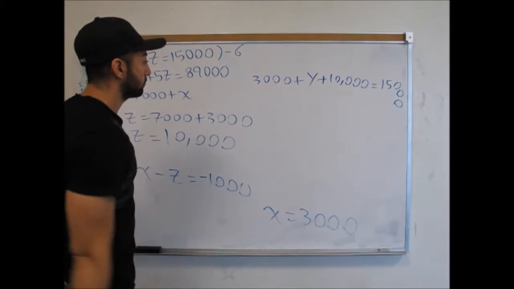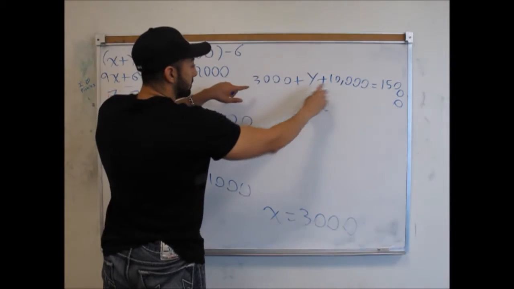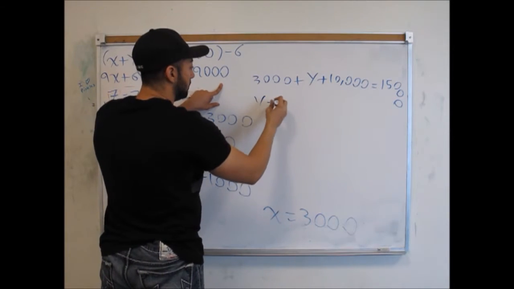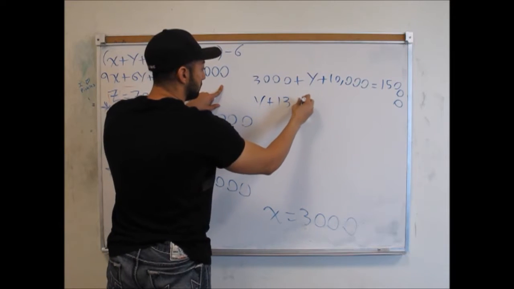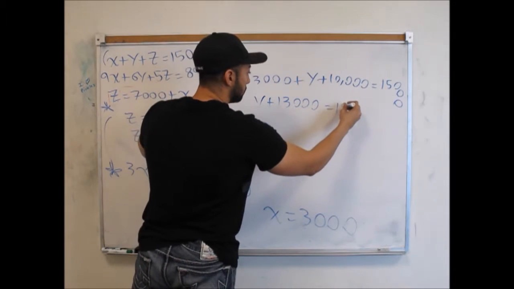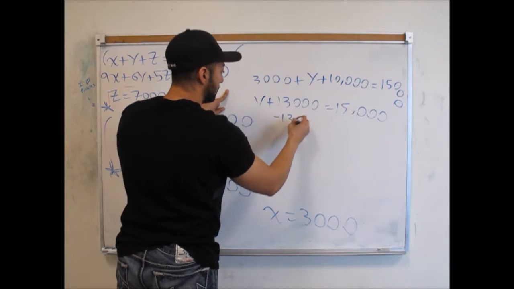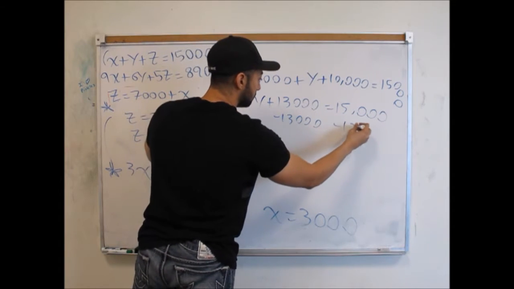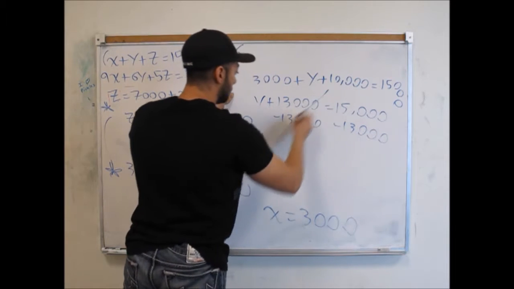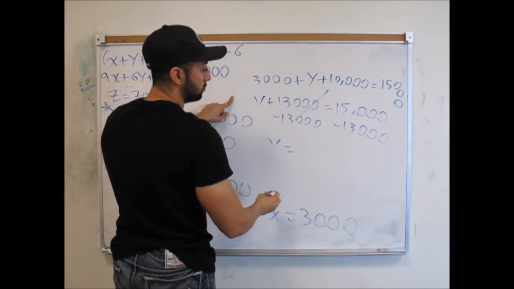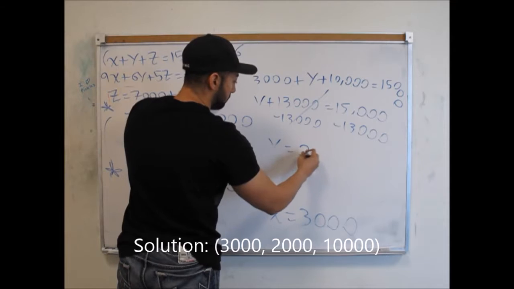Okay, 10,000 plus 3,000, that's going to be 13,000, equal to 15,000. Subtracting over the 13,000, we get finally that y is equal to 2,000.